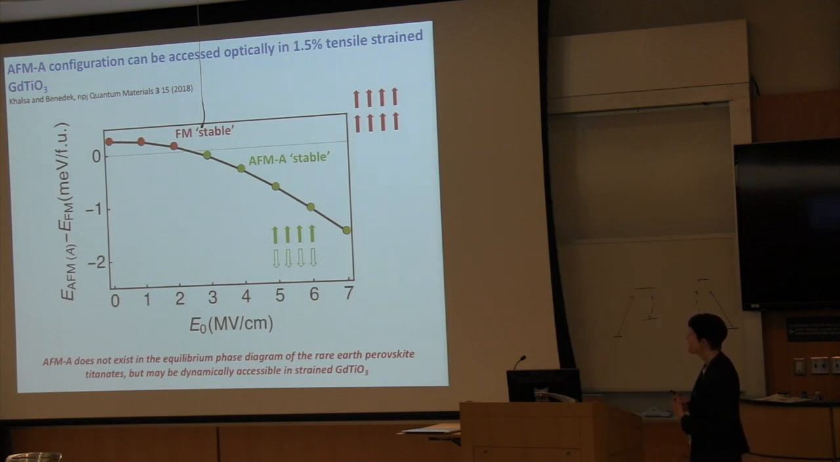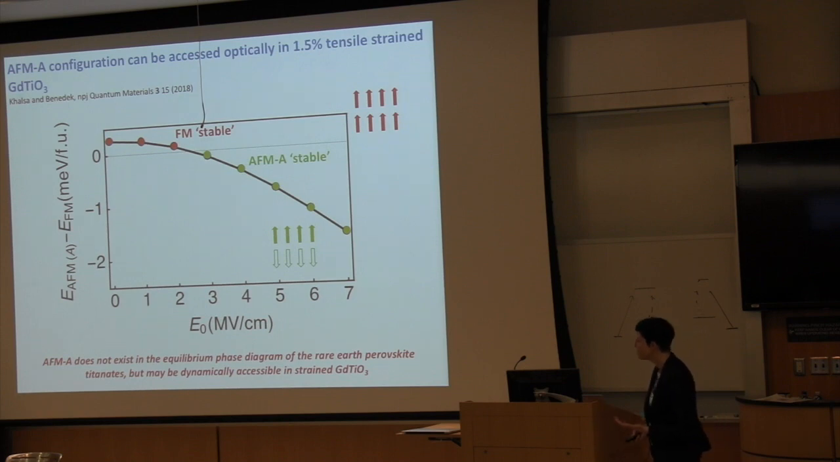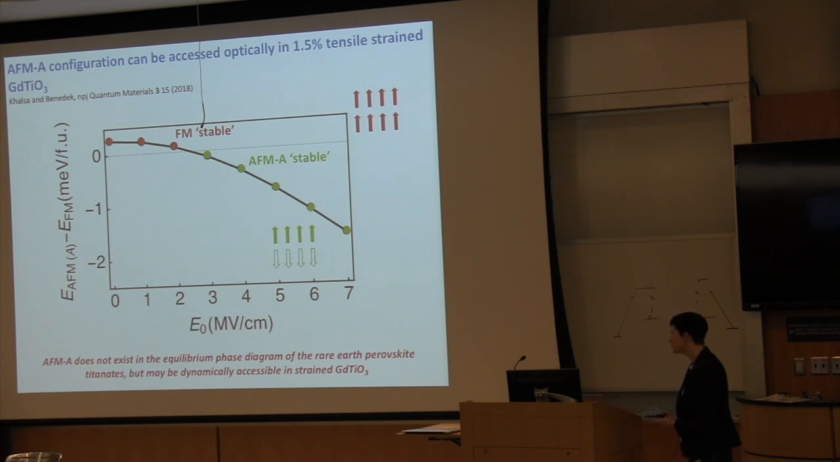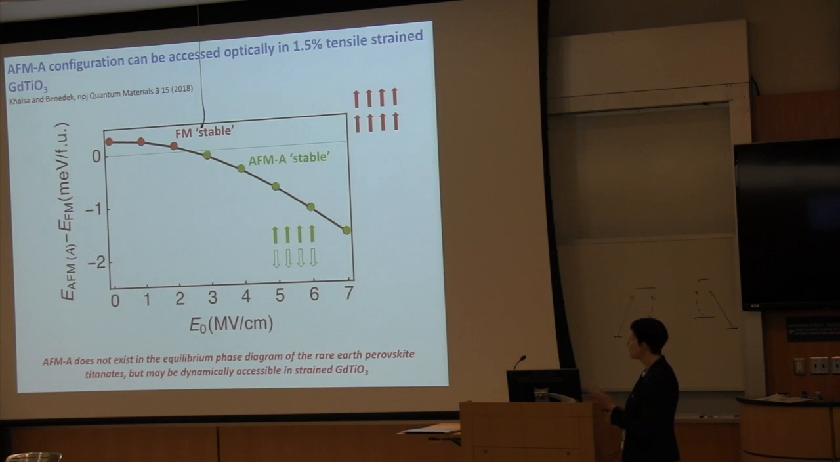And now if we excite the same phonon mode as before, we see a transition from peak electric fields where the ferromagnetic phase is stable to ones where the antiferromagnetic phase is stable, and at slightly more modest values than that 7 or 10 megavolts per centimeter. So this A-type AFM phase doesn't exist in the equilibrium phase diagram of any of the rare earth perovskite titanates, but it might be able to be dynamically accessed in strained gadolinium titanate.